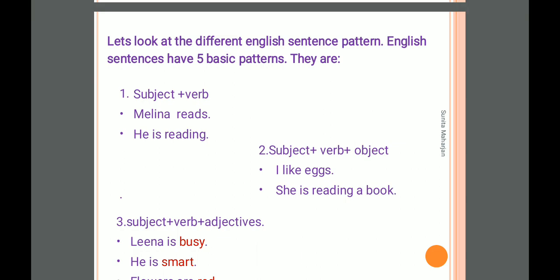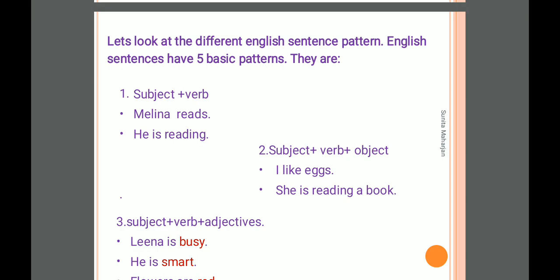Okay, let's look at the different English sentence patterns. English sentences have 5 basic patterns. First, there is subject plus verb, where there is no object. For example, Melina reads. Melina, subject; reads is a verb. So there is no object.